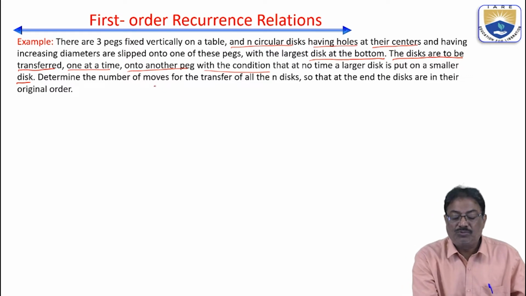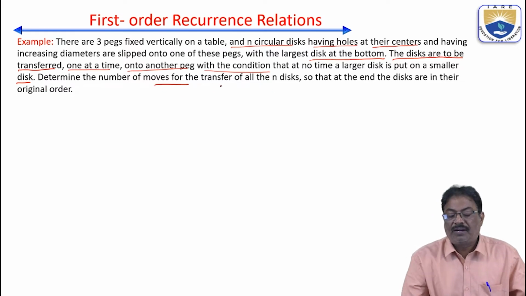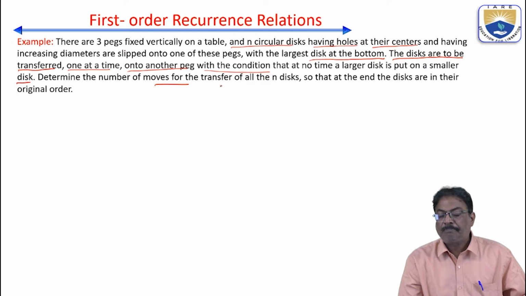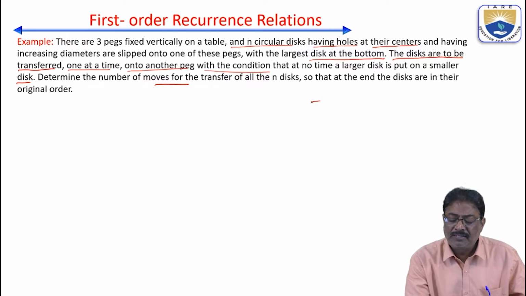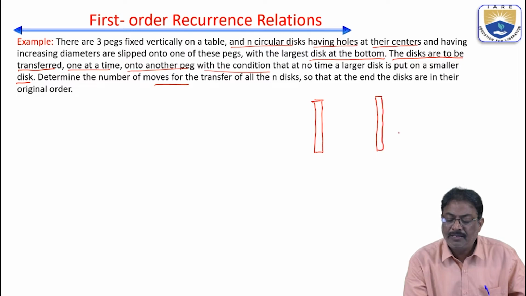Determine the number of moves for the transfer of all n discs so that at the end the discs are in the original circular order. So let us consider there are three pegs. Let us say we are taking them fixed here. Three pegs are there.